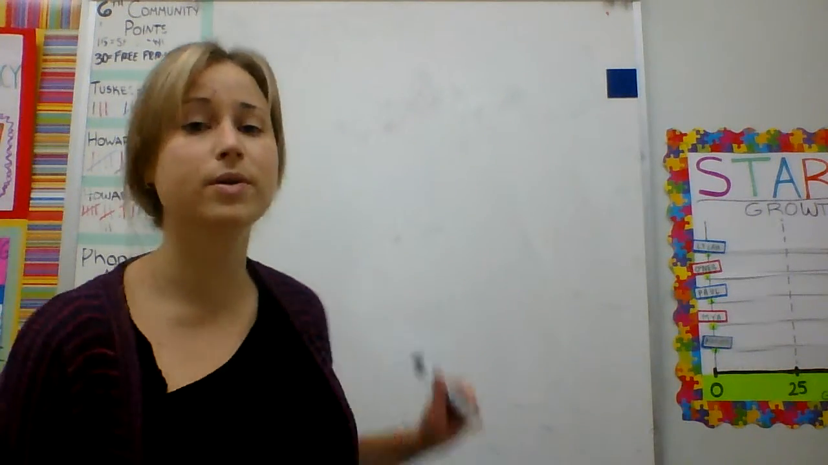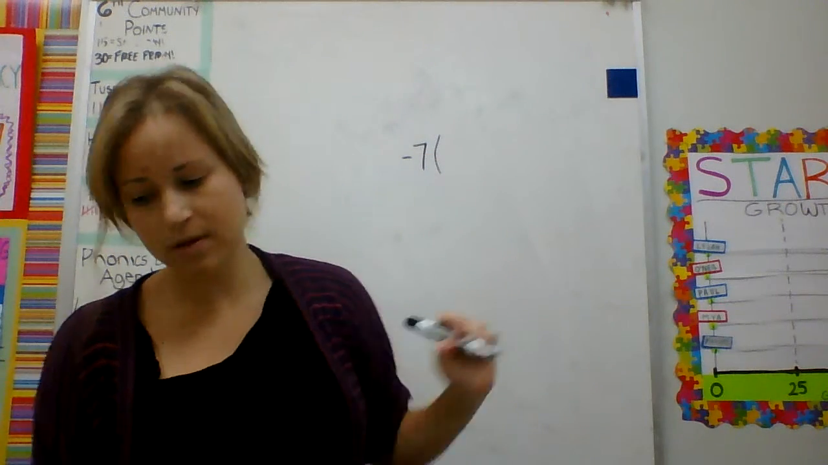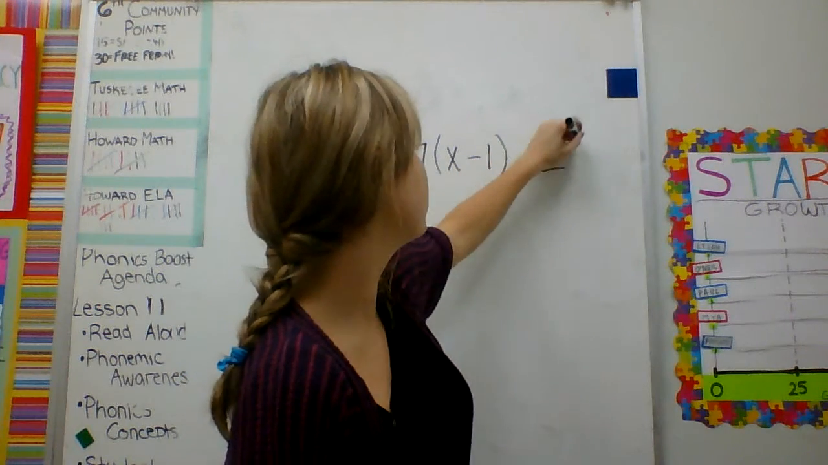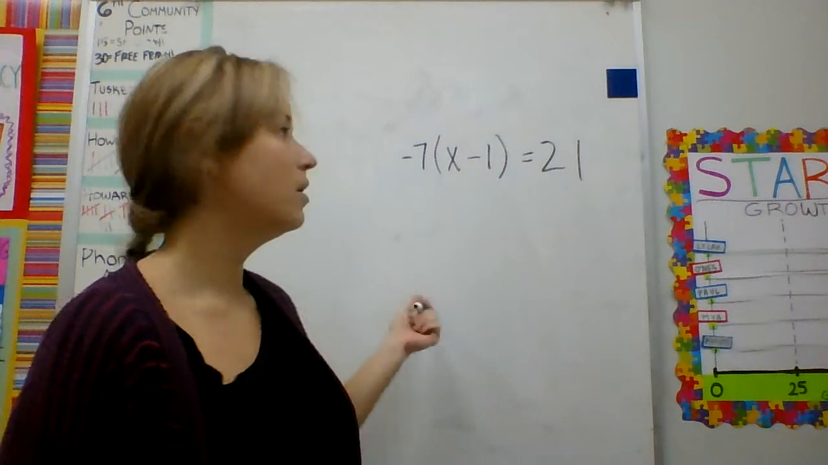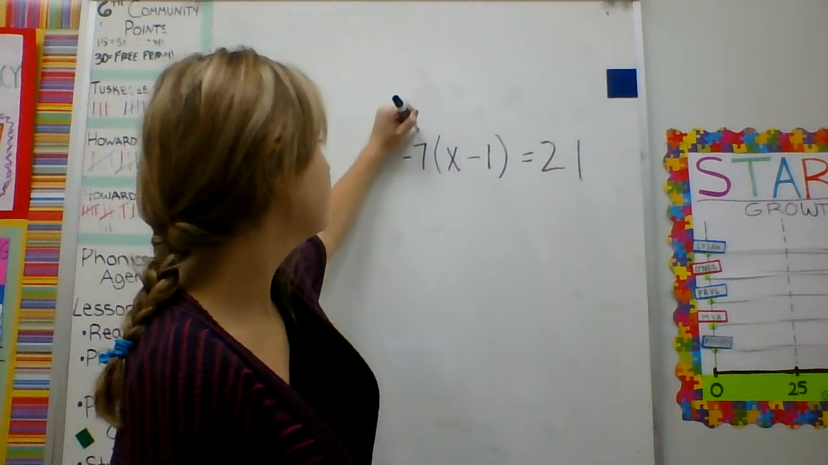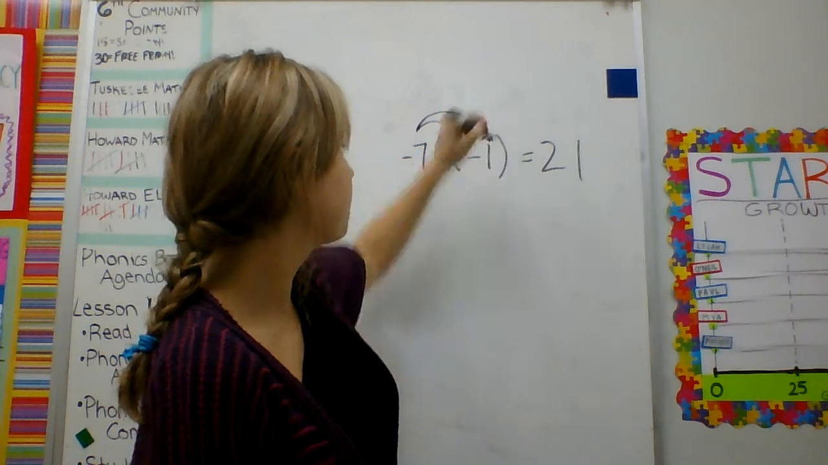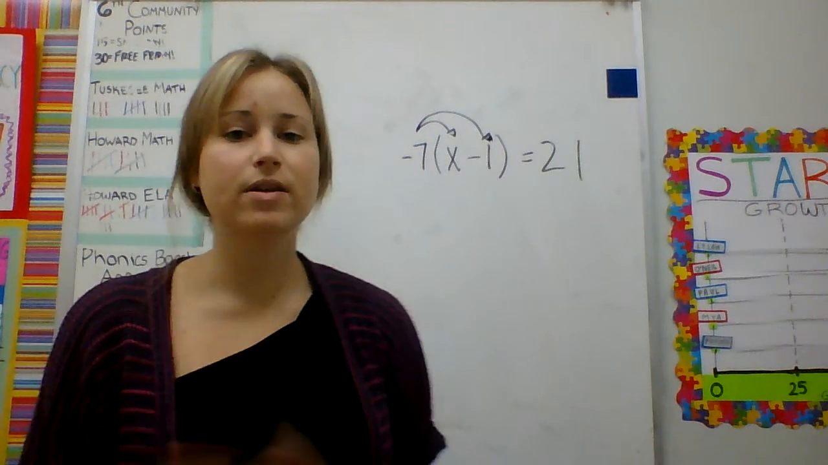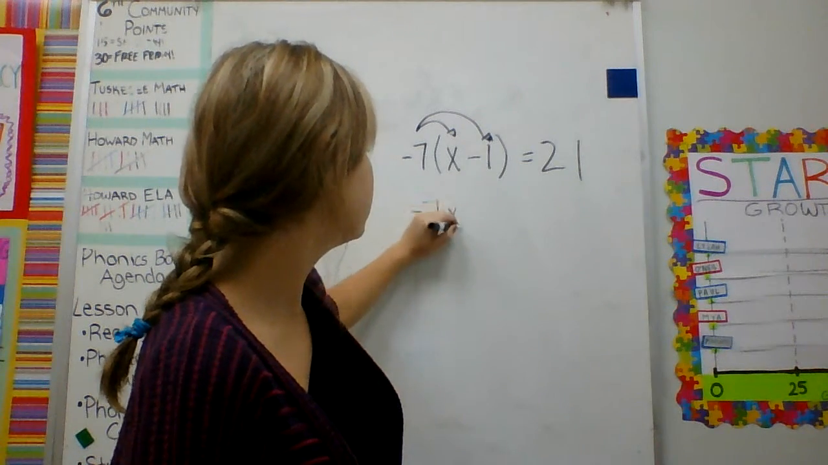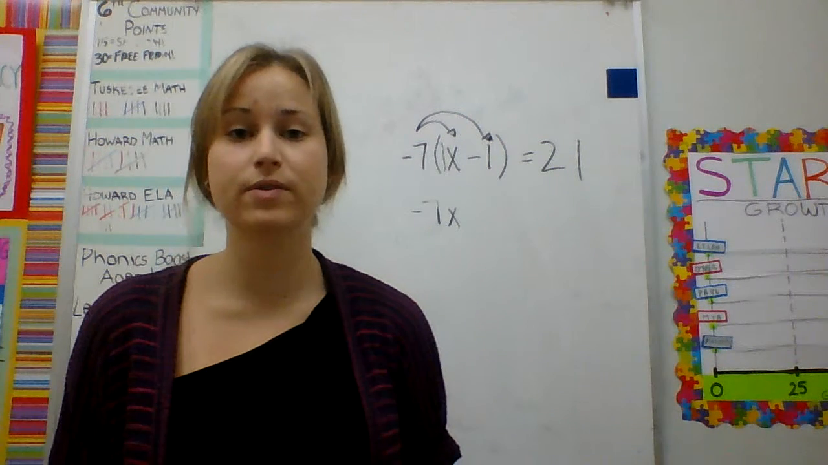Example number 3. This one is a little bit different because we see there's some negatives. Negative 7 parentheses x minus 1 is equal to 21. Nothing's changed. The first thing I need to do is distribute the number outside of my parentheses. So I'm going to draw my arrows. Now, negative 7 times x is just negative 7x because we assume there's a 1 in front of this x, and negative 7 times 1 is just negative 7, right?